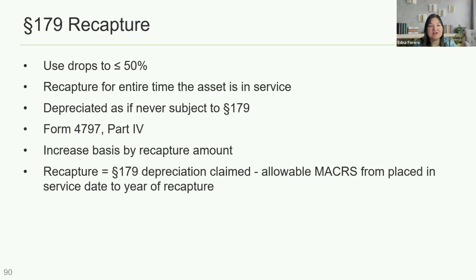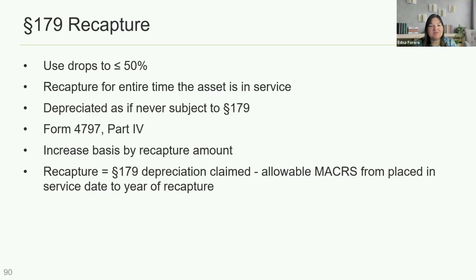So Section 179 recapture happens if the use drops below 50%. So it might not ever be an issue if it's used 100% of the time, but unfortunately, if it drops below, then we'll have to recapture the entire time that the asset's in service. We have to depreciate as if it was never under Section 179. We have to report that on Part 4 of Form 4797 and increase the basis by the recapture amount.